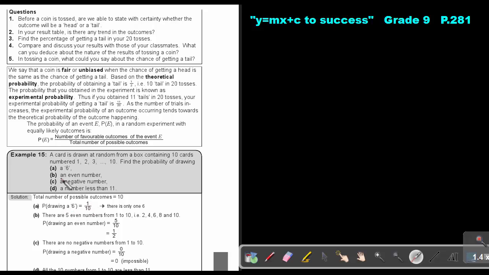Okay, an even number. Now, what will be the even numbers? The even numbers will be 2, 4, 6, 8, 10. So 1, 2, 3, 4, 5. So the probability will be 5 out of 10, and I can simplify it to a half. A negative number. There's no negative number, so it's impossible. And if it's impossible, it's 0 out of 10, and the answer will be 0.